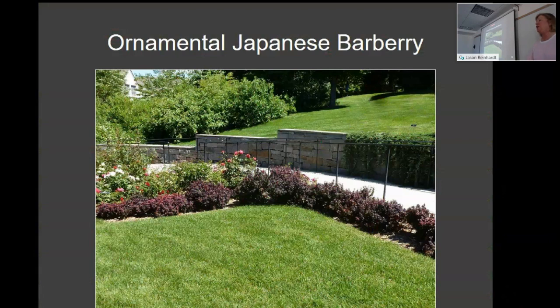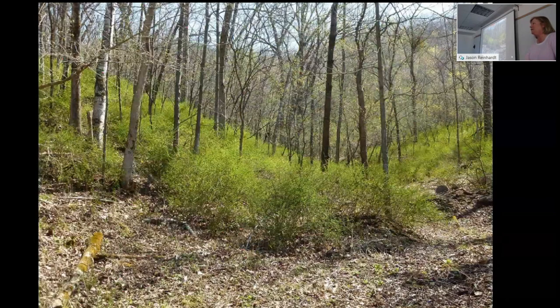So when we think about Japanese barberry and how we use it a lot, it's used as an ornamental shrub. And here you can see it in this purple leaf form. It's nice, compact, growing in full sun. This is at the Butchart Gardens in British Columbia. But we have problems with it invading our forests.